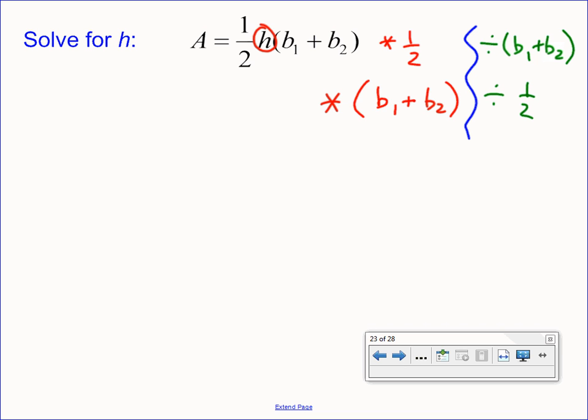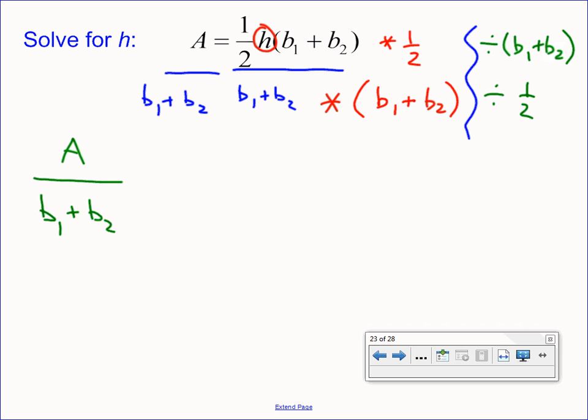So over here, I'm going to go ahead and take my solving steps. I'm going to divide both sides by b sub 1 plus b sub 2. That gives us a over b sub 1 plus b sub 2 equals, what do I still have? Still have the 1/2, still have the h. Now I need to divide by 1/2.